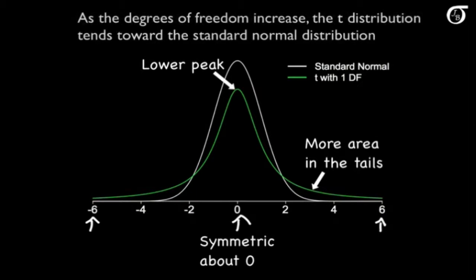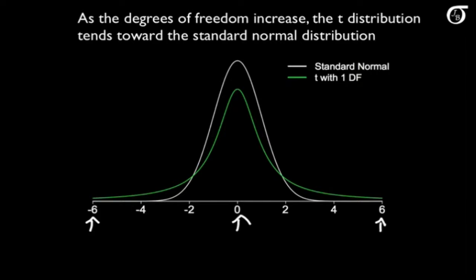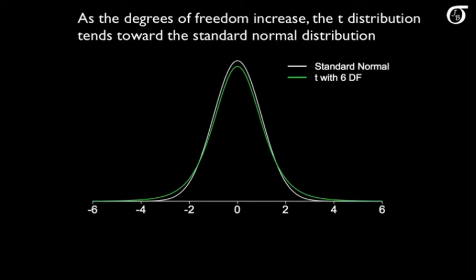As the degrees of freedom increase, the t-distribution tends toward the standard normal distribution. I'm going to let the degrees of freedom increase from 1 through 20, and we'll see what happens. Here the curve in green is the t-distribution with 20 degrees of freedom. I'm stopping at 20, but we'd see that if we continue to let the degrees of freedom increase, the green curve would get closer and closer to the white normal curve.